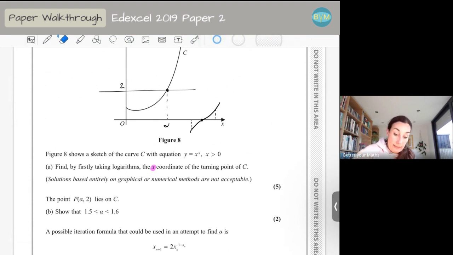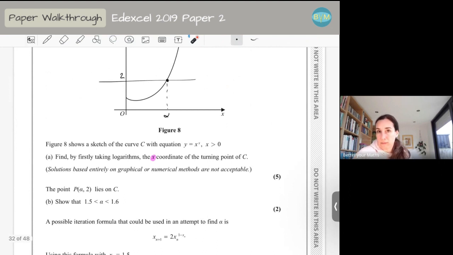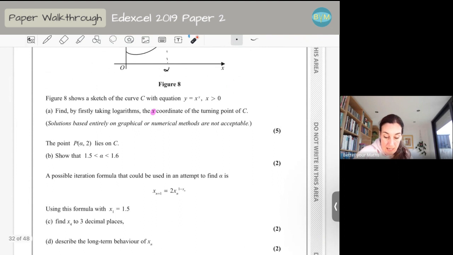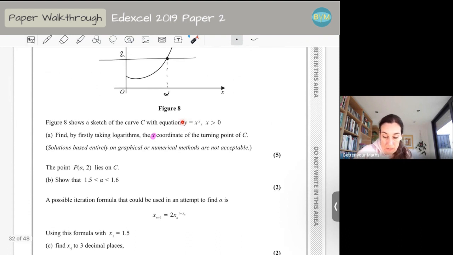In this case, my function is not going to be 0. I'm not finding a root. I'm finding this point, and in this point, the y is not 0. The y is 2. But still, I'm solving an equation. So what I want to see is when y is 2, what is x? So I know y is 2. So really what I'm solving is 2 equal x to the power of x.